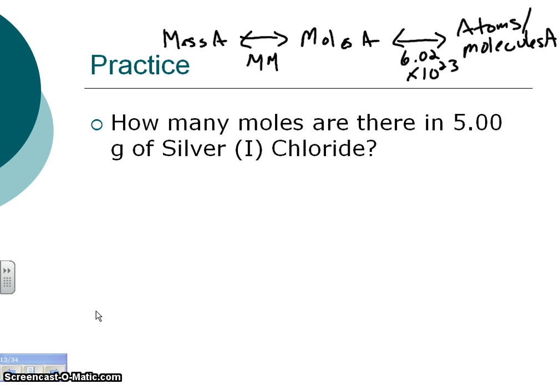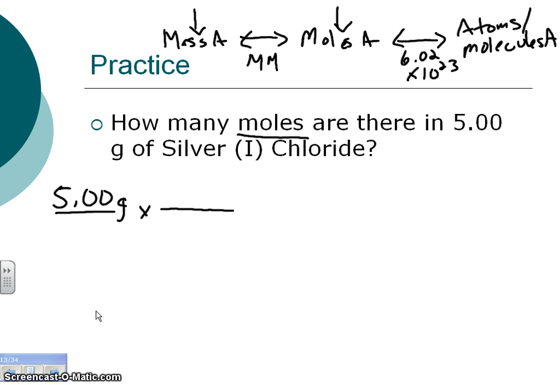And this question asks how many moles are there in 5 grams of silver 1 chloride? So we have 5 grams, so we're starting here, and our end point is just going to be moles, which is here. So all we need to do is a 1-step unit multiplier. So our starting point is 5.00 grams, and we have 3 sig figs here, so this tells us that our answer needs to be in 3 sig figs.